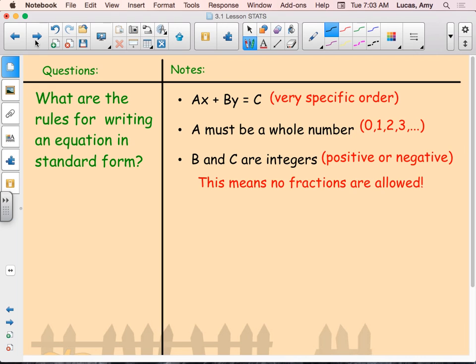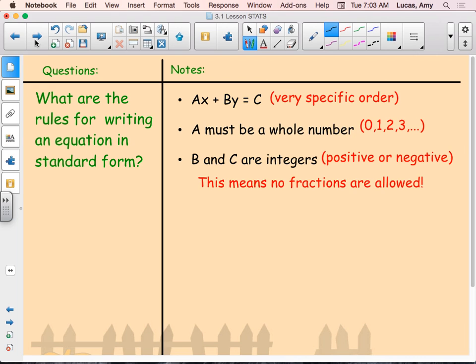Our question is, what are the rules for writing an equation in standard form? Standard form is very picky, very specific. I like to think about the ways that you can write an equation for something that is linear as like writing your name in a specific way. Sometimes you're asked to write your first name and then middle and then last. Other times you might need to write your last name and then a comma, your first name, and then middle initial. So it's very specific.